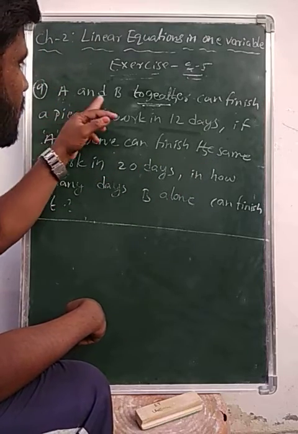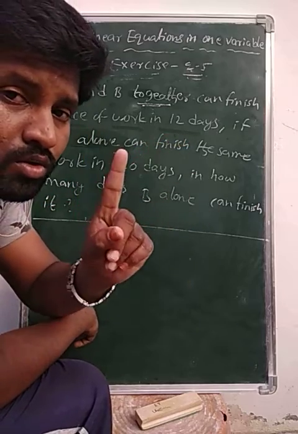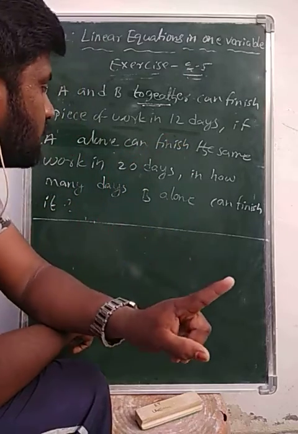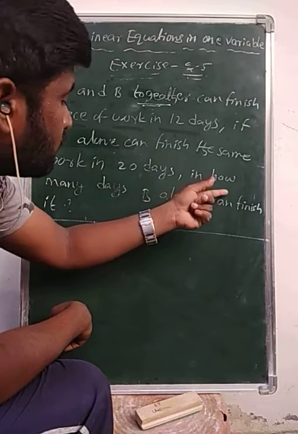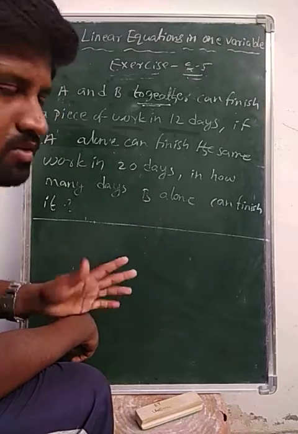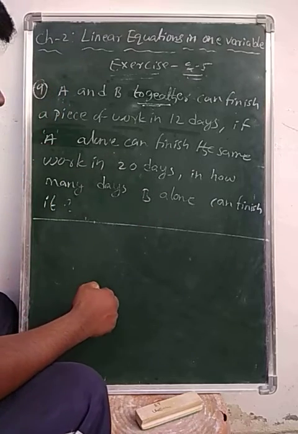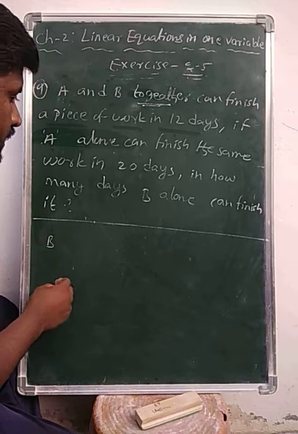Okay na? Both together can finish the work in 12 days. But if A alone does it, they can finish the same work in 20 days. In how many days can B alone finish it? Okay na? So this is the question. So the answer is B.